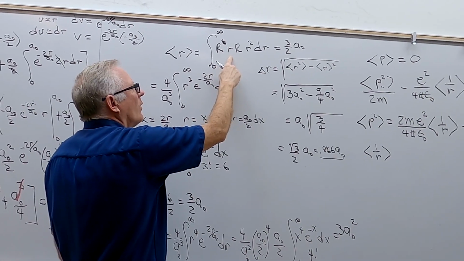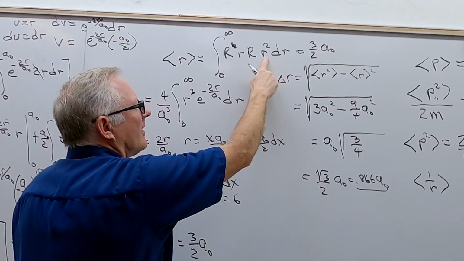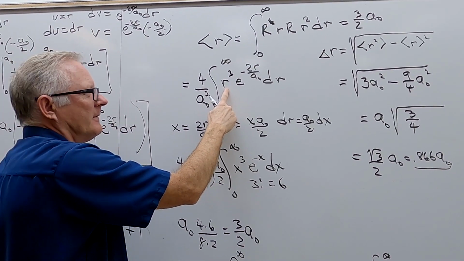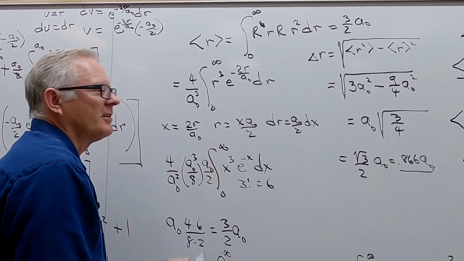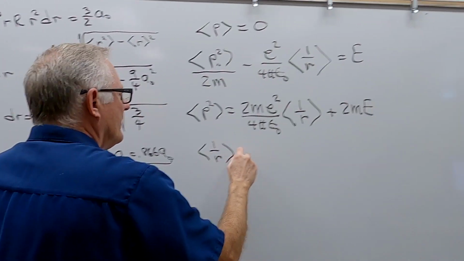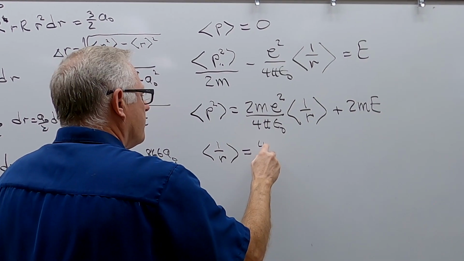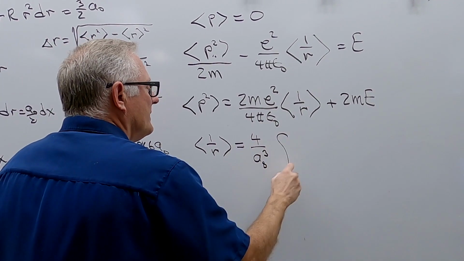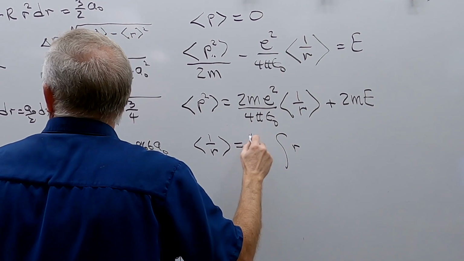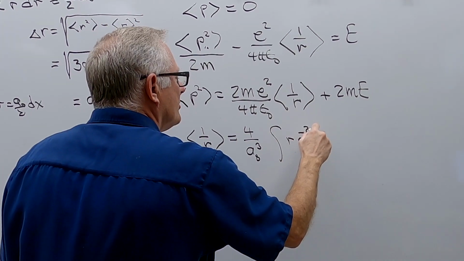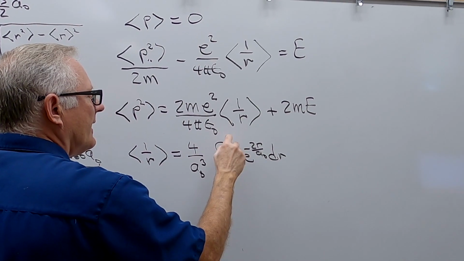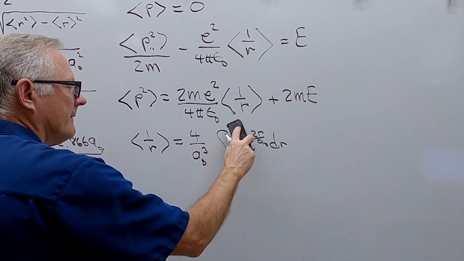If I just have a 1 over r here times r squared, that's just going to be r to the 1 power. So this is 4 over a naught cubed. We just have r to the 1 power, e to the minus 2r over a naught dr, from 0 to a naught. Sorry, 0 to infinity.